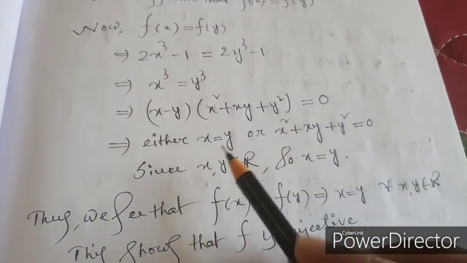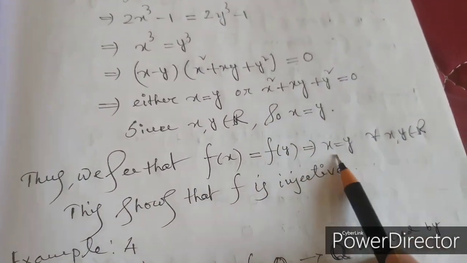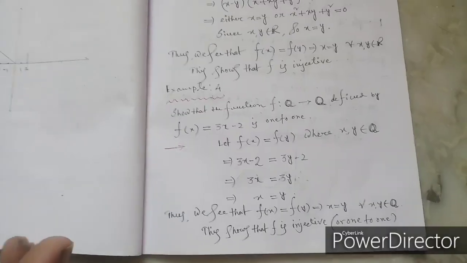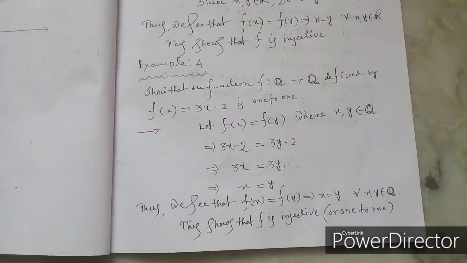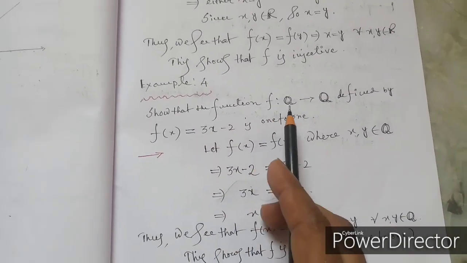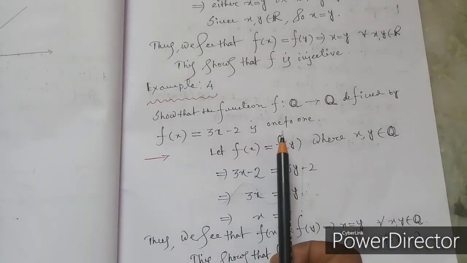So what do we get? Just x equals y. Thus we see that f(x) equals f(y) implies x equals y for all x, y belonging to R. This shows that f is injective. Now this is example number 4. The problem says show that the function f from Q to Q defined by f(x) equals 3x minus 2 is one to one.